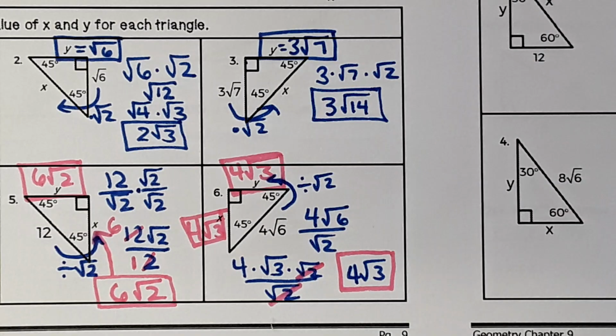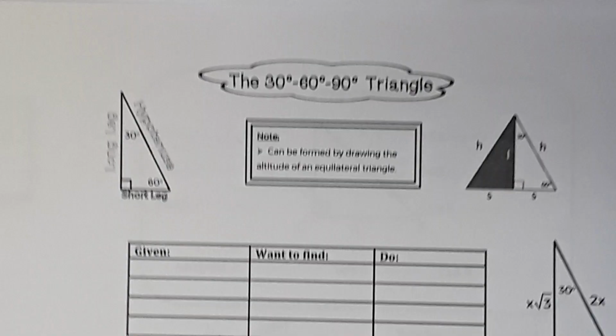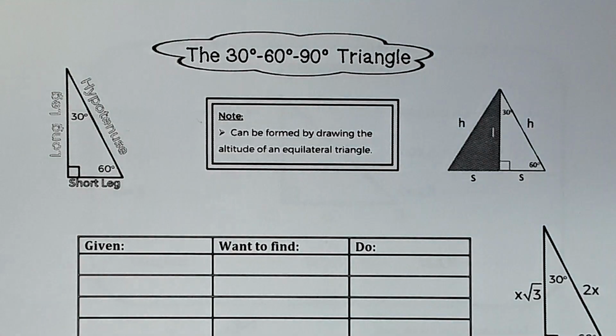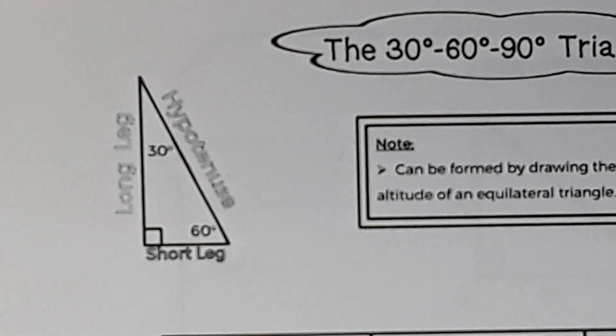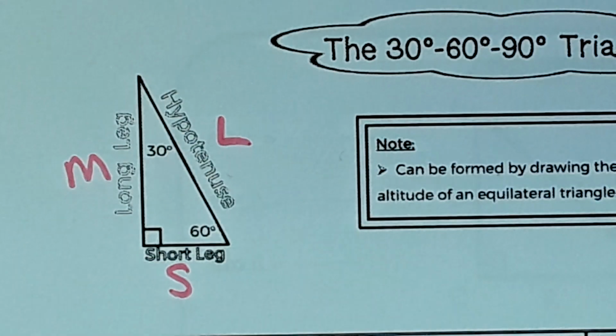Okay, next. Now we're moving on to the other kind of triangle, the 30, 60, 90. Here it shows the 30, 60, 90. They labeled it a little bit differently than I like to label it. Honestly, I like to call this short, medium, and long. So as I go through that, that's how I'm going to refer to it.